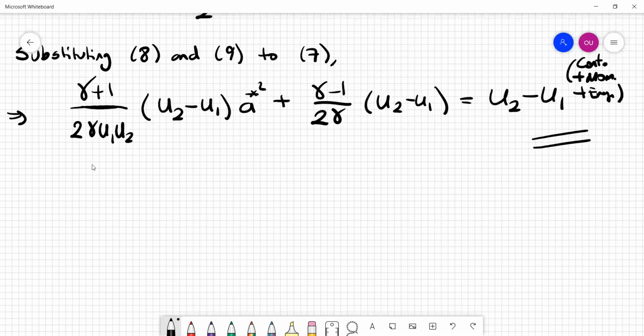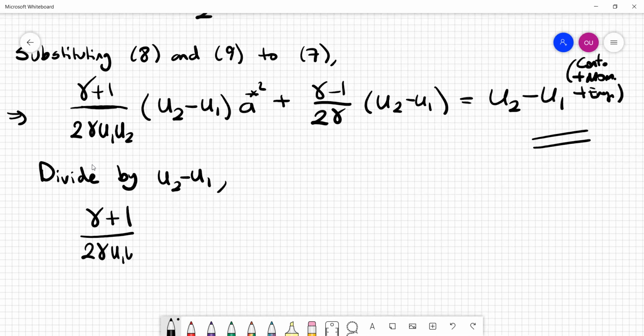Manipulate one more step, meaning divide by U2 minus U1, because I see it everywhere in the equation. Divide by U2 minus U1. And what I get is (gamma plus 1) divided by (2 gamma) U1 U2 times A star square plus (gamma minus 1) over (2 gamma) is equal to 1. Okay, so it looks a little bit more simplified.